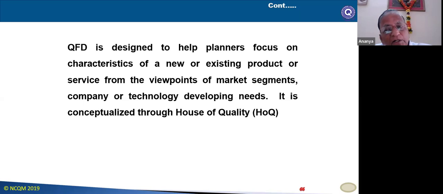customers' requirement to design to manufacturing process to production process through testing like this here. So basically it talks about that.